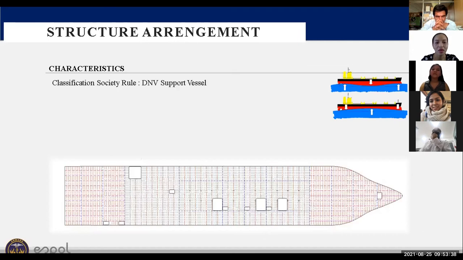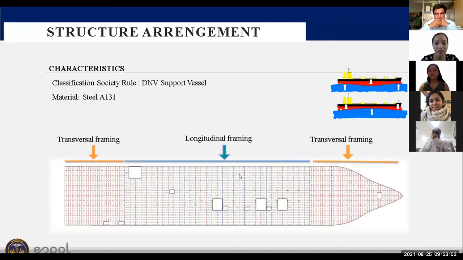The scantling was designed with DNV rules for support vessels. A longitudinal frame was used for the midship and transverse frame for the after and fore peak. The distribution is recommended by the rule because for length greater than 60 meters, the shear stress in hogging and sagging are more important.